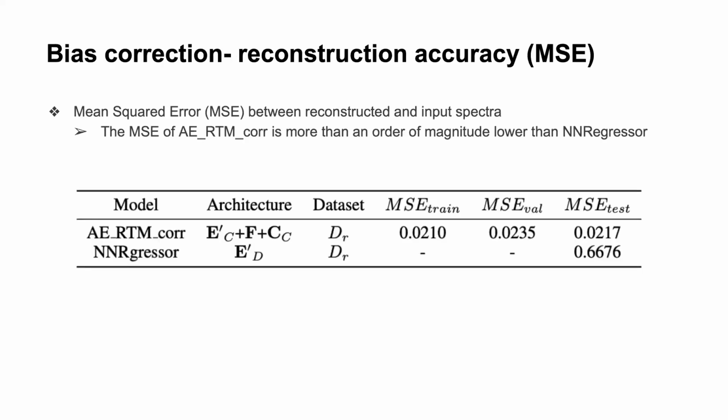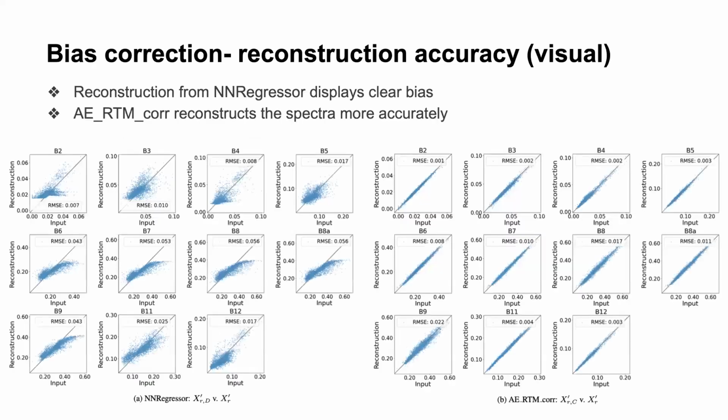For the bias correction part, we first look into the reconstruction accuracy. As I mentioned, the NN regressor is trained on the synthetic data set but evaluated on the real data set to estimate variables. So we only have the MSE, the mean squared error, of the NN regressor on the real test set. As you can see, the reconstruction error of the NN regressor is more than an order of magnitude higher than our model, but this can also be visually verified.